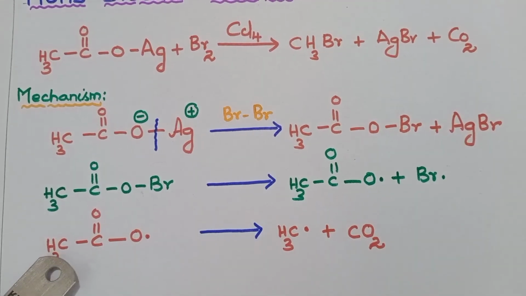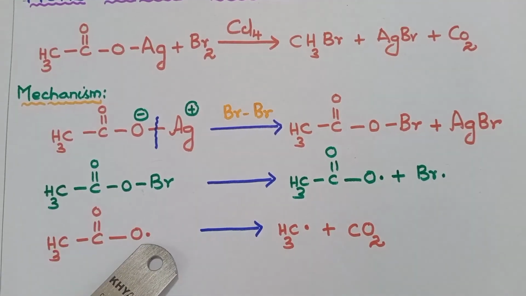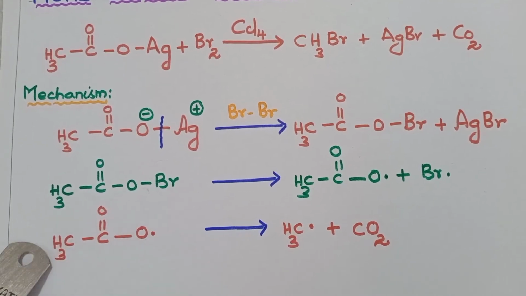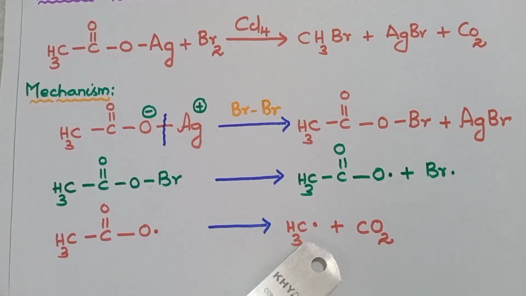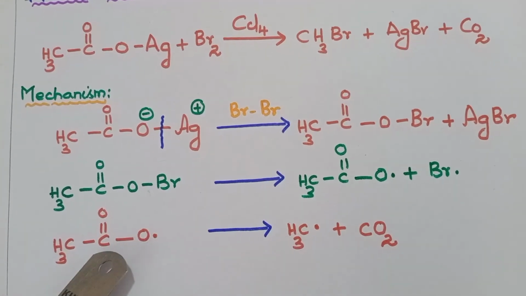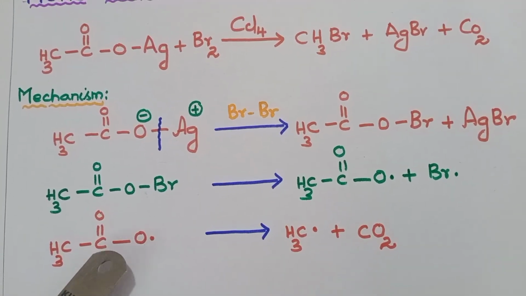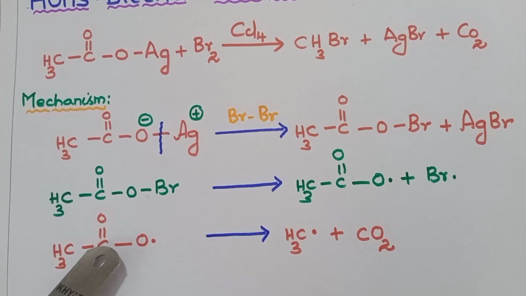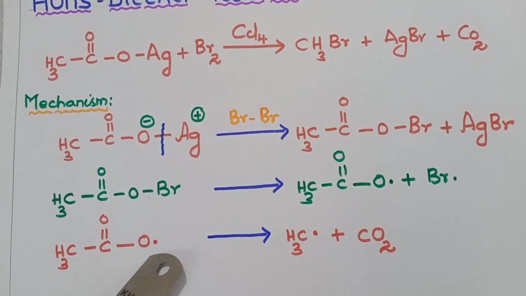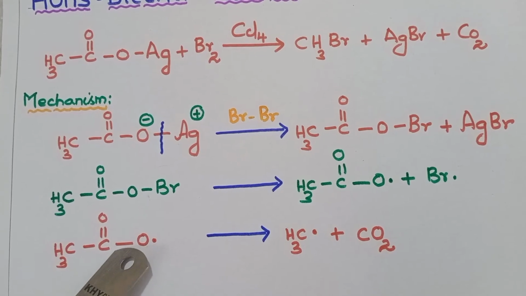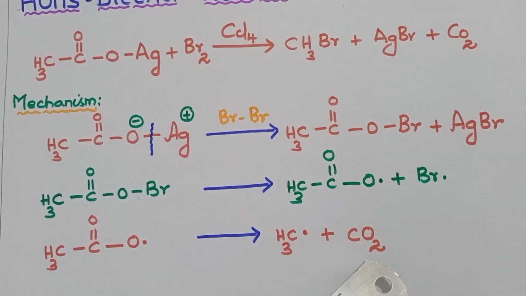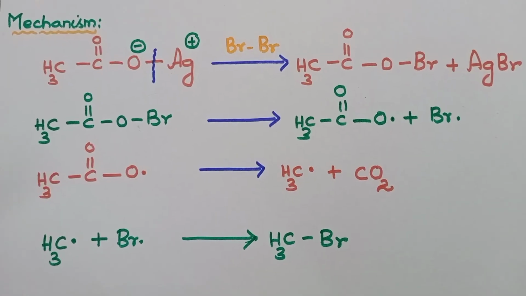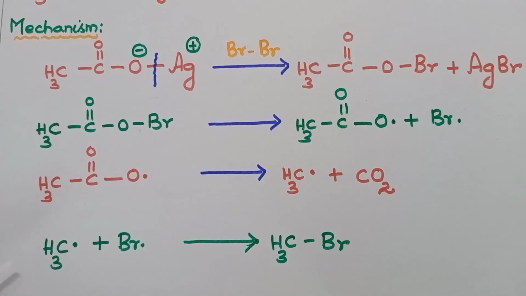Next step, CH3C double bond O with its electron. So here the bond breaks and this carbon of CH3 gets its electron and this carbon gets its electron. The oxygen has already 1 electron. This carbon is now getting its electron. So these 2 electrons will be involved in the bond formation. Thereby CO2 comes out.